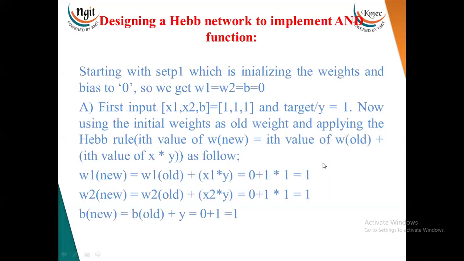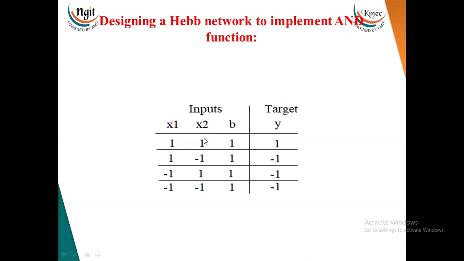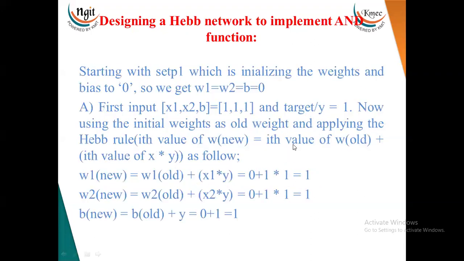Okay. Now, how am I calculating here, starting with step 1? We get W1 equal to W2 equal to B equal to 0, because weights and bias are initialized to 0. Now, first input X1, X2 and B are all ones, and our target is 1. Now, how do we apply the formula? New weight equal to old weight plus ith value of X into Y. So W1 new equal to W1 old plus X1 into Y.